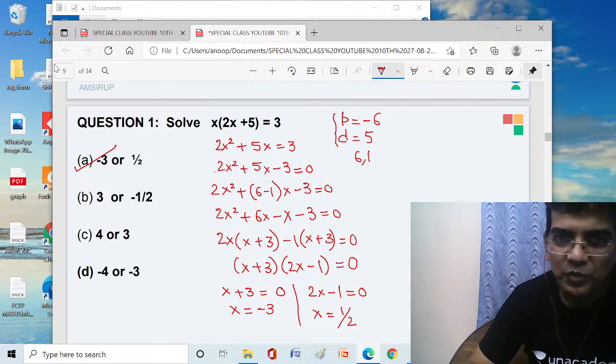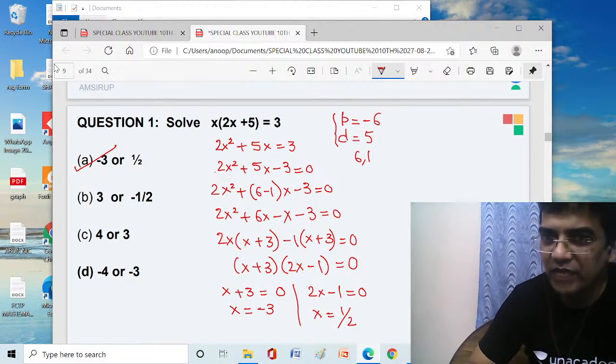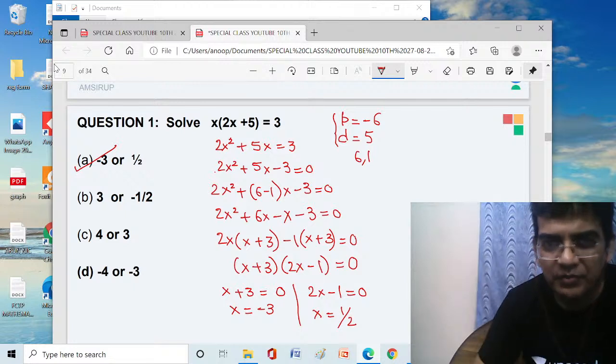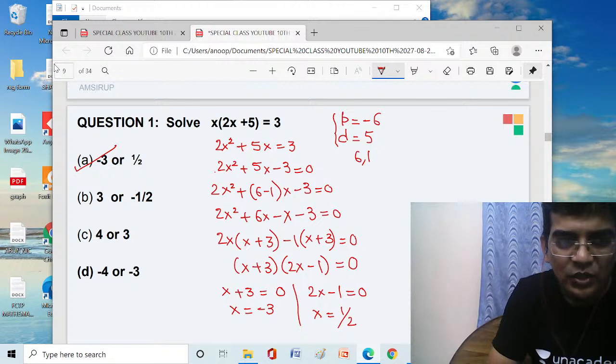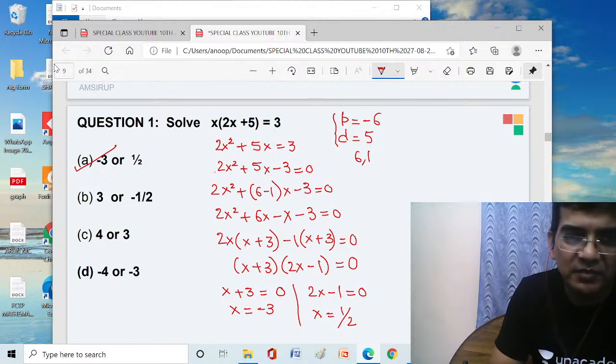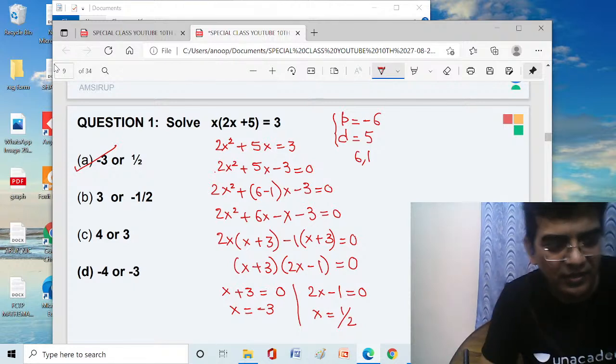So I am going to split the middle term. This 5 will be split as 6 minus 1, because it's a difference. Difference means you have to put the minus sign in between these two. I think you must know how to factorize it by the factorization method. So we have applied the factorization method and we have got this result.